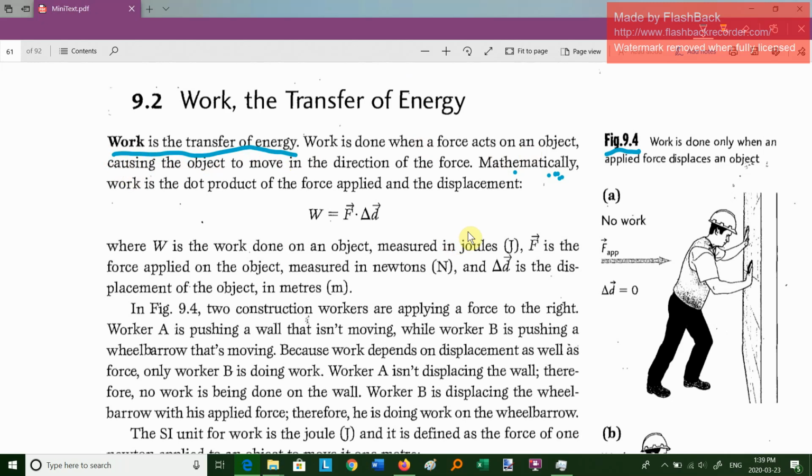If you're lifting a weight, you are increasing the potential energy, the energy of position of the barbells by hoisting it over your head. Okay, so when you apply a force on an object and cause the object to move in the direction of the force, that is an example of doing work. Work is the vector dot product of force and displacement.